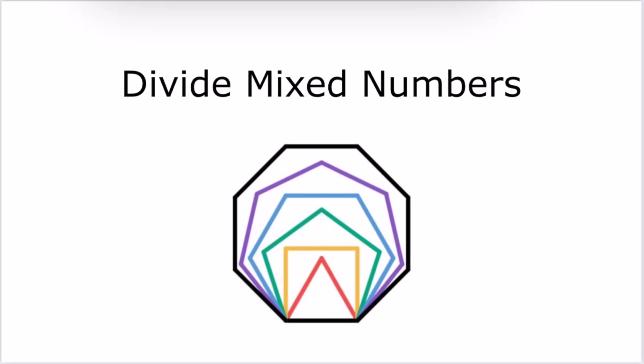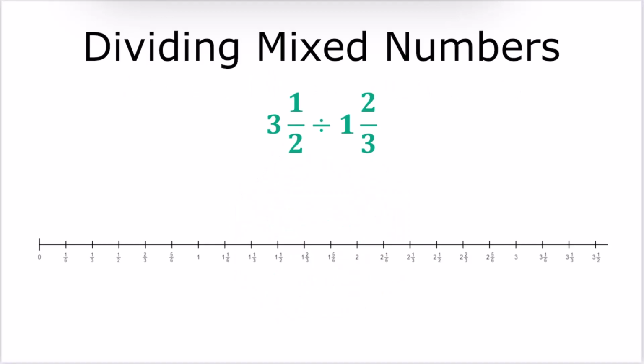Everybody. In this video, we're going to talk about how to divide mixed numbers. Just like when we're dividing fractions, when you're dividing mixed numbers, the most useful way to think about it is to think about it as measurement division. So if I had 3.5 divided by 1 2/3, I basically have 3.5 and I want to divide it up into groups of 1 2/3.